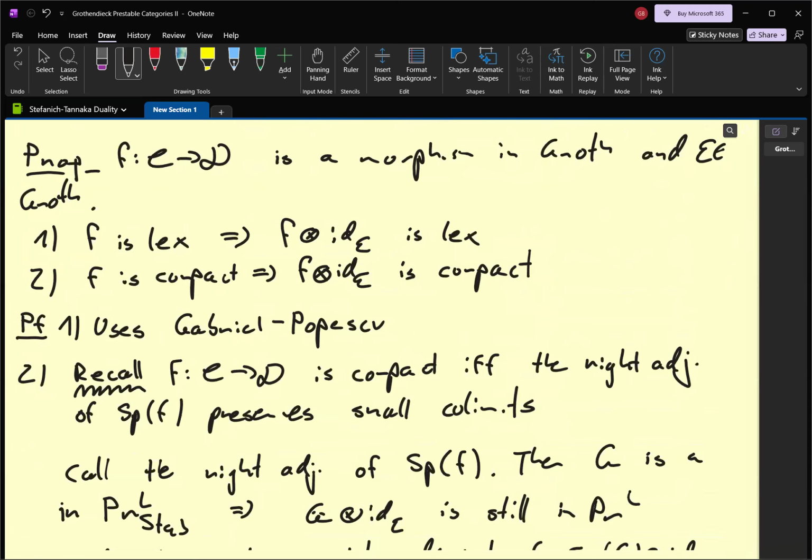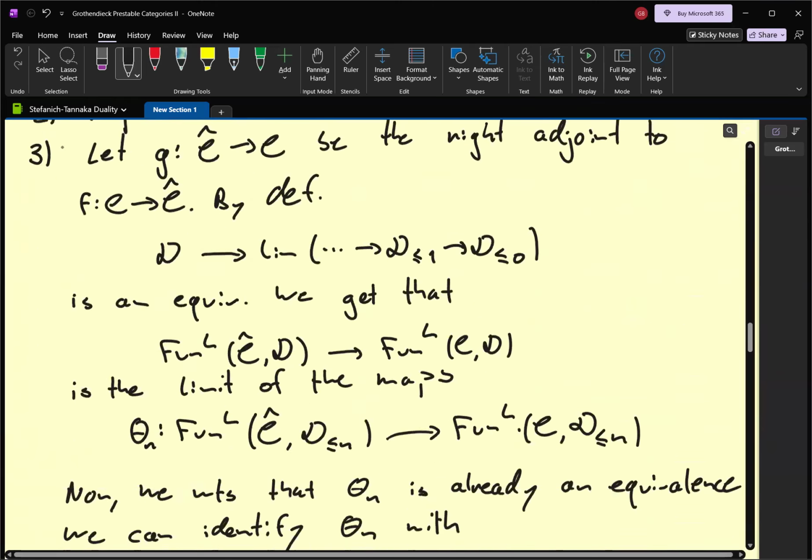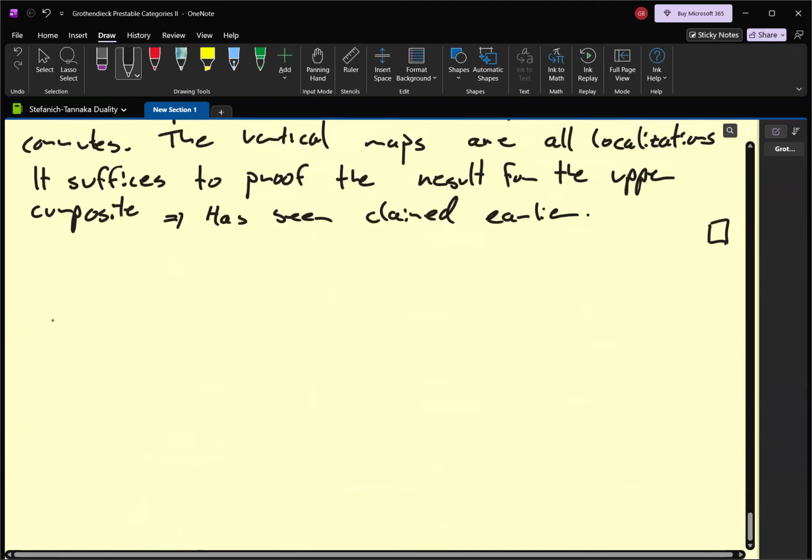Because what I argued somehow is that 2 is true, but we haven't really argued why 1 might be true. Why, if I have a morphism in Groth and it's left exact, then if I tensor it, I'm again left exact. And the proof of that is kind of cool. And it again uses some of these Gabriel-Popescu ideas, and I thought maybe let's talk about this again. So let's try to remember the statement of this proposition, and let's prove it somewhere below. Addendum to the first proposition.